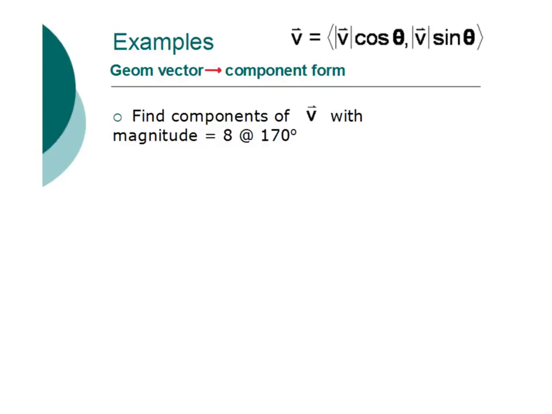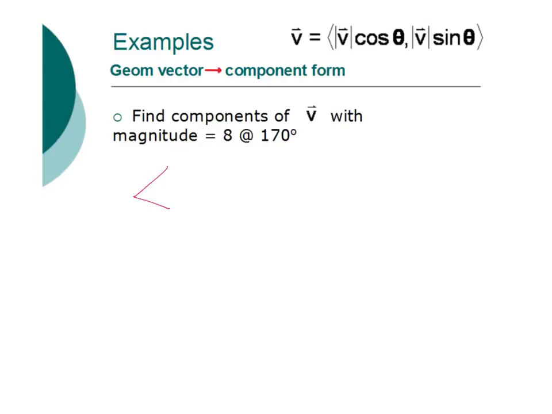All right, so if I had given you a vector when we were doing the geometric vectors, and I told you, hey, the magnitude is going to be 8 centimeters or 8 units, whatever it is. The magnitude was going to be 8, and it was going to go at 170 degrees. And you'd have to draw that out. Okay, now what I want you to do is take that geometric vector and turn it into component form just using our formula. Here we go.